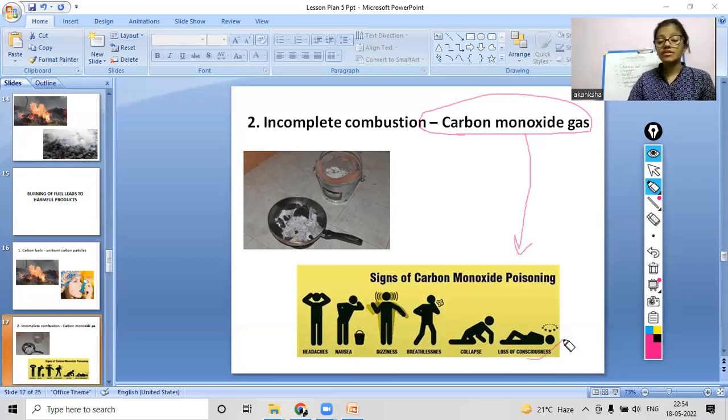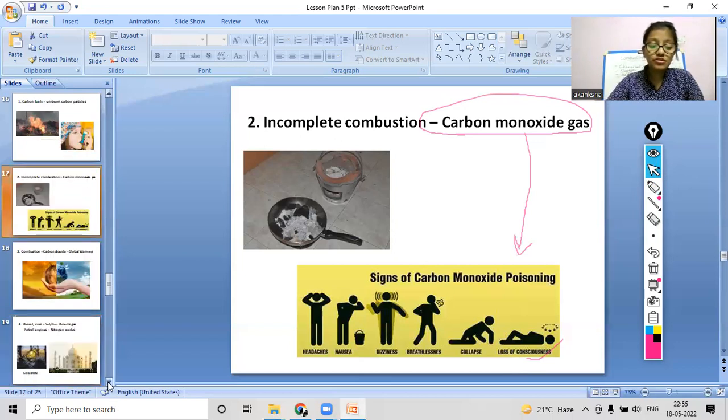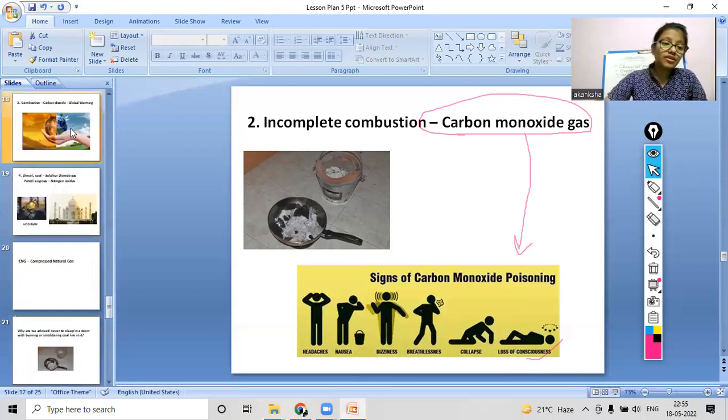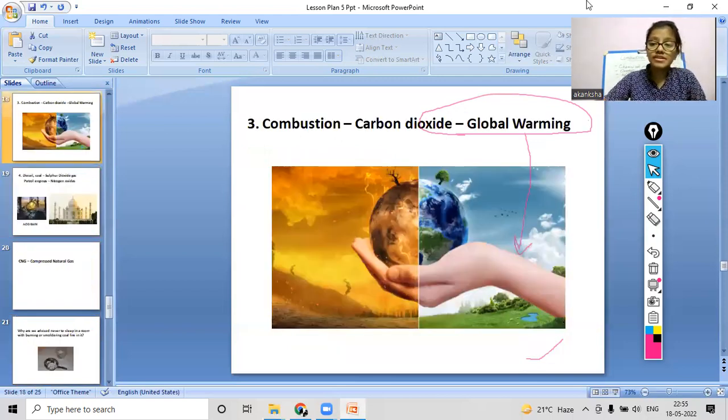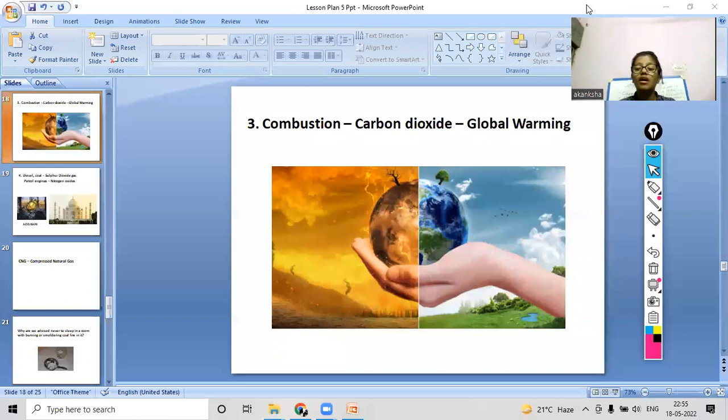So this is the second harmful byproduct of the combustion process. So now are you clear what are the harmful byproducts we are getting in the process of combustion? Okay. So now let's see what is the third harmful byproduct we are getting with the combustion process.